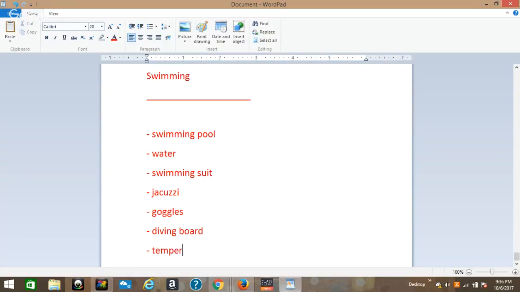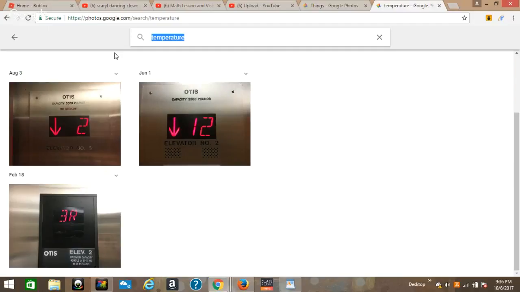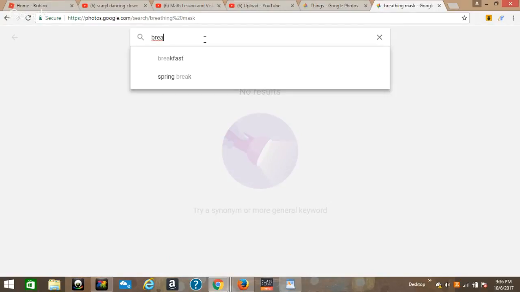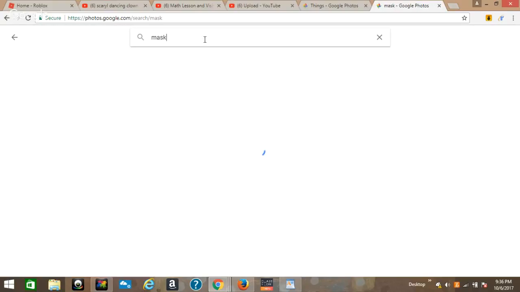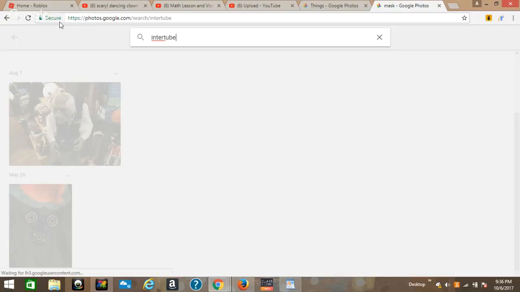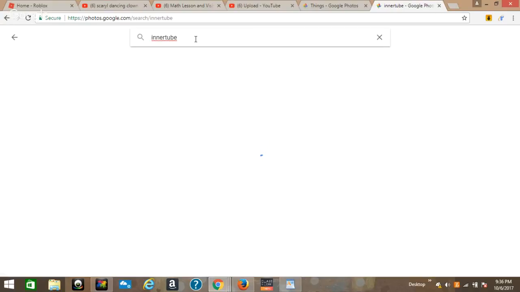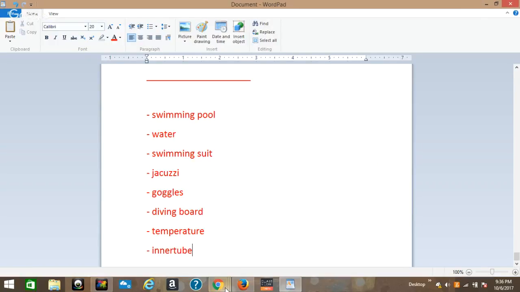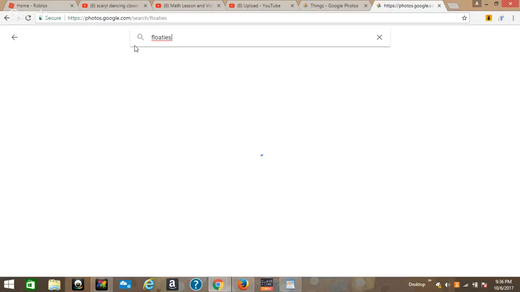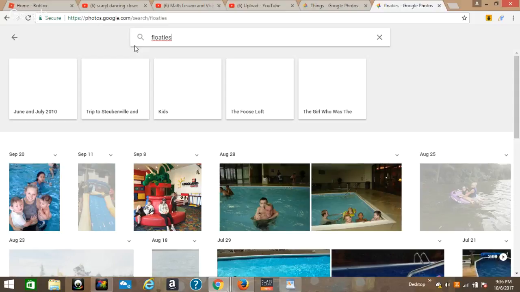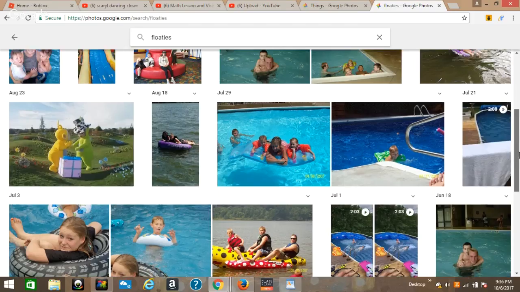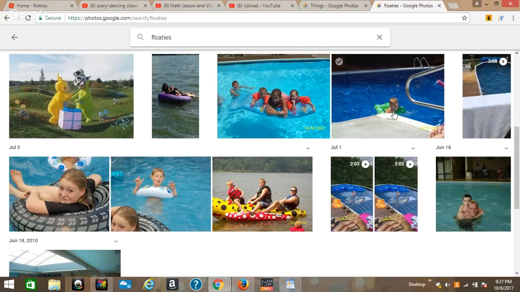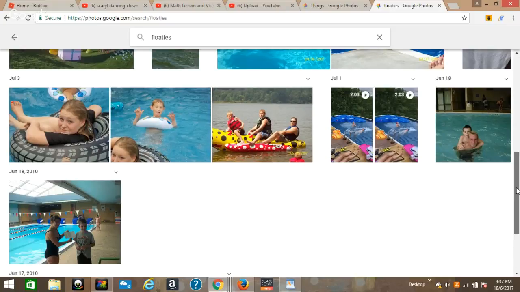Now, you need a breathing mask. Not that, an inner tube. Inner tube. Floaties. What little kids wear. Yeah, those little floaties. Like that photo, they're wearing floaties. That too is floaties as well. And little kids have to wear it sometimes.